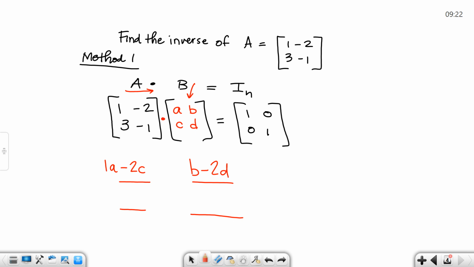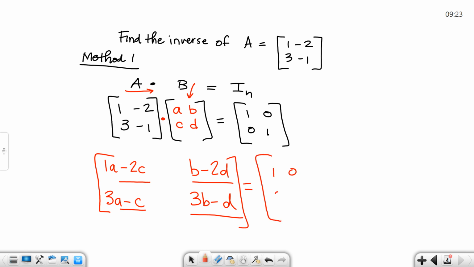Okay, now we're going to do row 2, column 1. So that's going to be 3A minus C. And row 2, column 2 is going to be 3B minus D. Now remember, that's my product. That has to equal 1001.